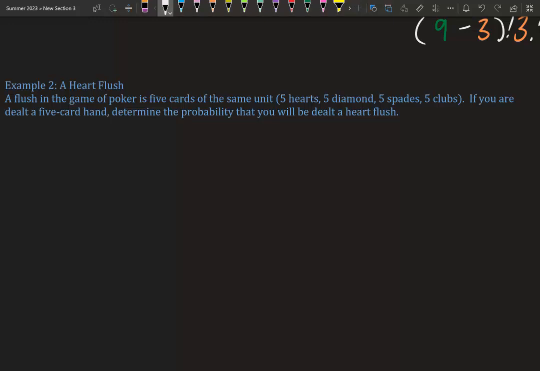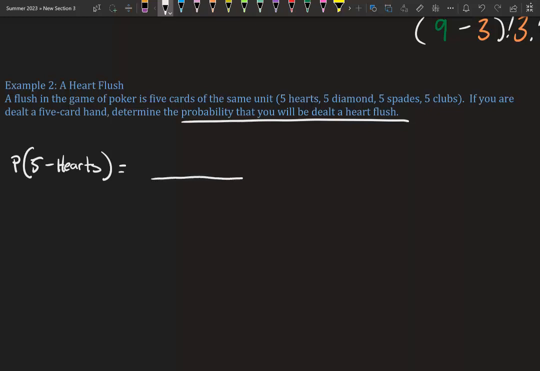Alright, so we want to know the probability that you are dealt a heart flush. What that means is you have 5 hearts in your hand. You have 5 heart cards. Because this is probability, we set it up as a fraction. You always put what you want on top. So what we want is a heart flush. So we need the number of combos of 5 hearts.